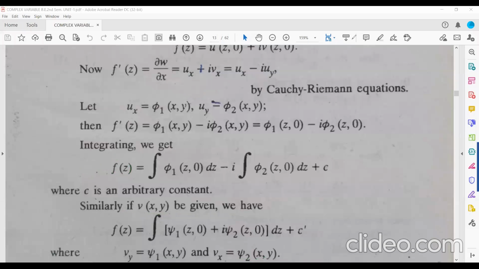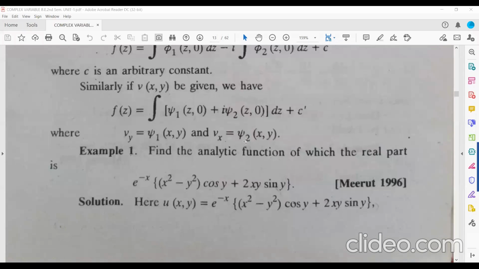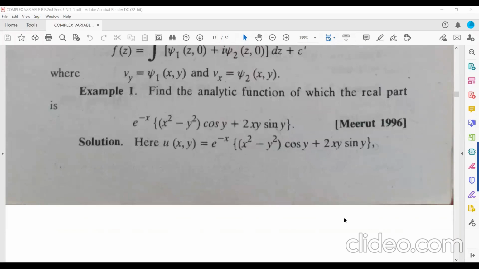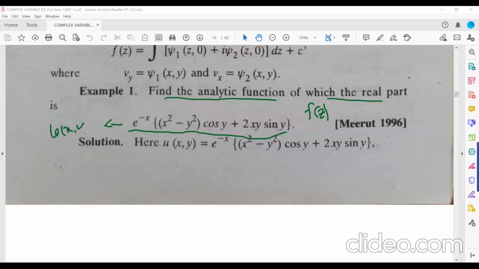It will be more clear if I do one problem over that. So now let's see this problem. What is given? Find the analytic function for which the real part is this one. The real part means which part? U of xy is given. You need to find the function f z. That is very simple. So you need to find f z, and this is the part U of xy, the real part. The real part is given.